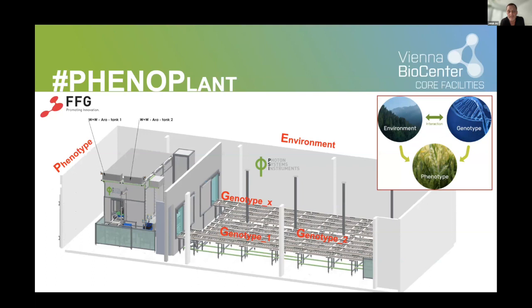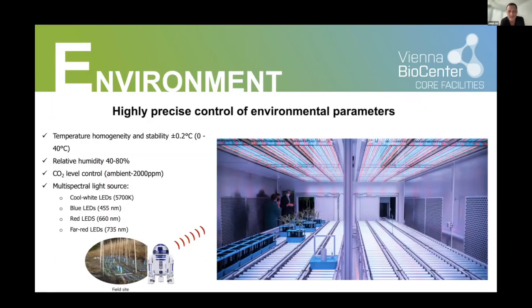But on the other hand, this automated water application system can also be utilized for application of biostimulants, pesticides, nutrients, salt stress, and other liquid agents. And then after imaging, the plants move out again to the so-called waiting room and grow on and wait for the next measurement. So the environment is super highly precisely controlled, plus minus 0.2 degrees, between 0 and 40 degrees. So some heat stress is possible up to 40 degrees and some cold stress down to 0 degrees.